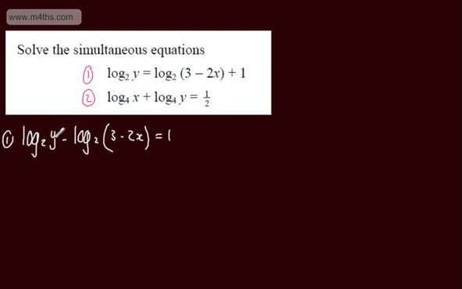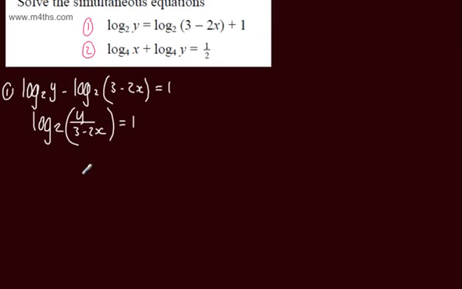I'm now going to use log laws. If I have the same base and a difference of logs, I can write this as a quotient. So I can write this now as log to the base 2 of y divided by the quantity 3 minus 2x, and that will be equal to 1. I can now write the exponential equivalent, and that is 2 to the power of 1 is equal to the quantity here. So we have now y over 3 minus 2x will be equal to 2.